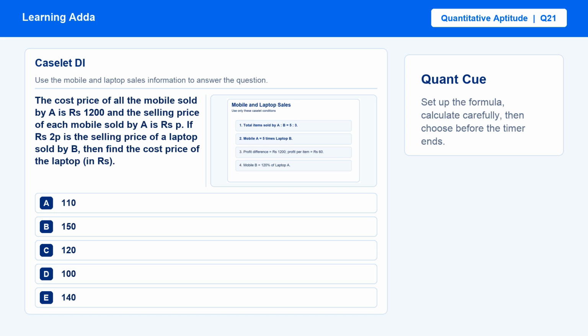Question 21. The cost price of all the mobiles sold by A is rupees 1200 and the selling price of each mobile sold by A is rupees P. If rupees 2P is the selling price of a laptop sold by B, then find the cost price of the laptop in rupees. Option A, 110. Option B, 150. Option C, 120. Option D, 100. Option E, 140. The timer starts now.